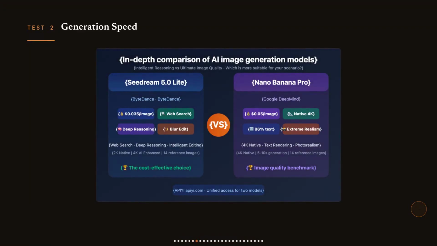Test 2, generation speed. You're running a rapid prototyping session, 20 image variants, back to back, trying to nail a direction before the team meeting. Every extra second per image is compounding dead time, and at 20 rounds, that adds up fast. The question is whether Nano Banana's speed advantage is real enough to actually change how that session feels.